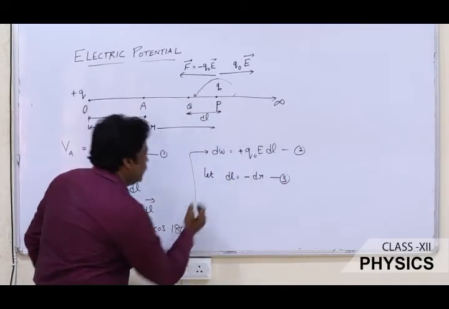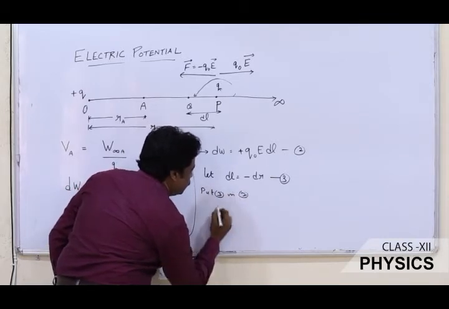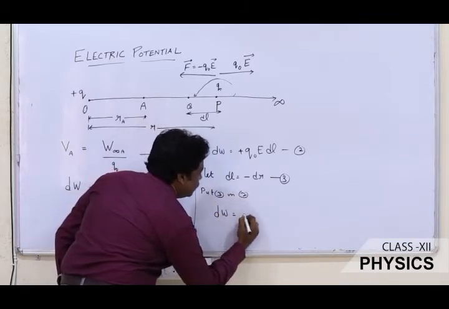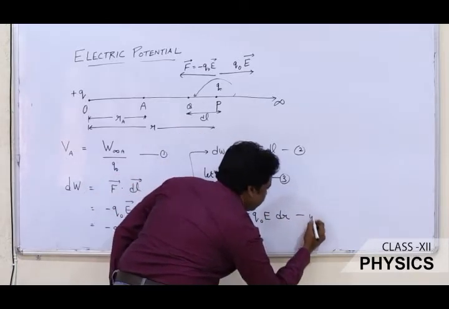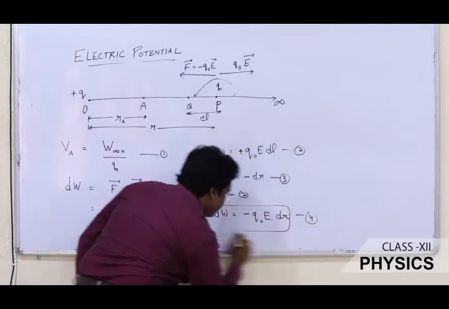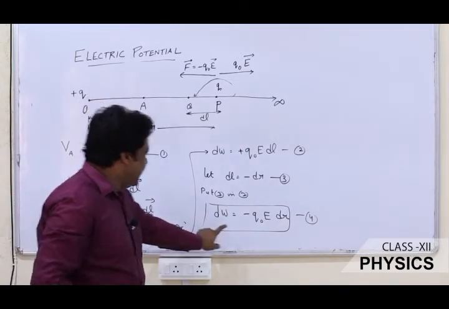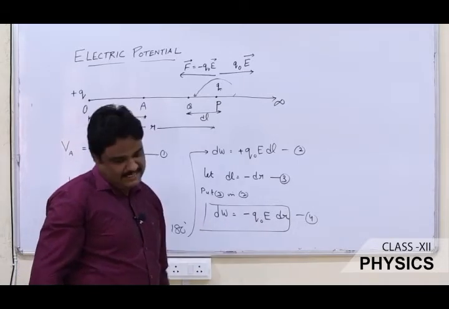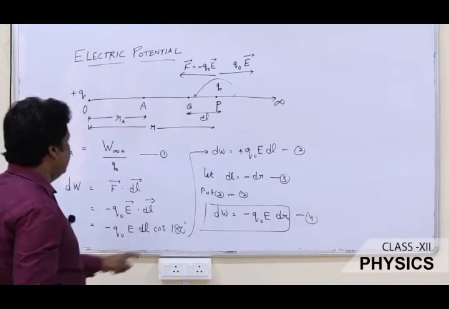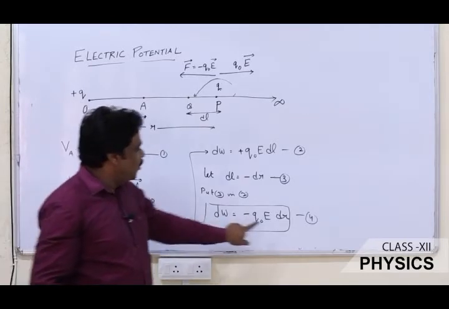So what will equation 2 become? Put 3 into 2. So dw is equal to minus Q naught E dr. This is equation number 4. Once again, this is an important equation that we will use in some other expressions also, so please take care of it. dw is equal to minus Q naught E dr. Now, what is this expression denoting? It is a small work done for a small displacement.